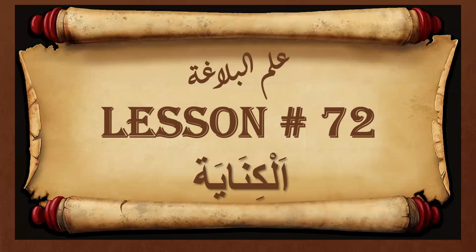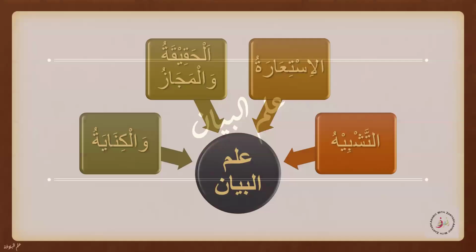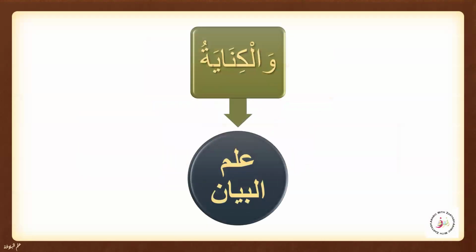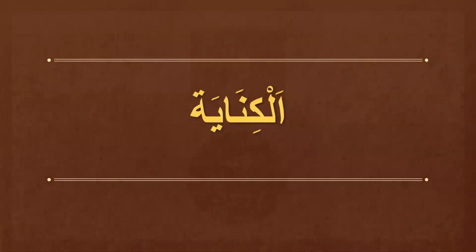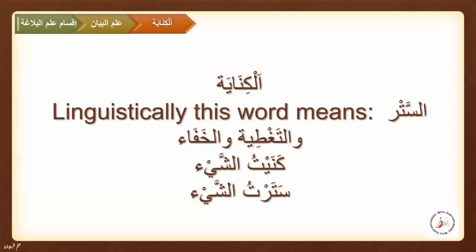So what is al-Kinaya? Al-kinaya is when you hint at something without saying it directly. The real meaning is hidden behind the words. Linguistically, it means to hide, to cover, or to veil something. In Arabic, we call it the satr, the taqiyya, or khafa. So, kanaytu shay, like I hinted at something. Satartu shay means I hid something.